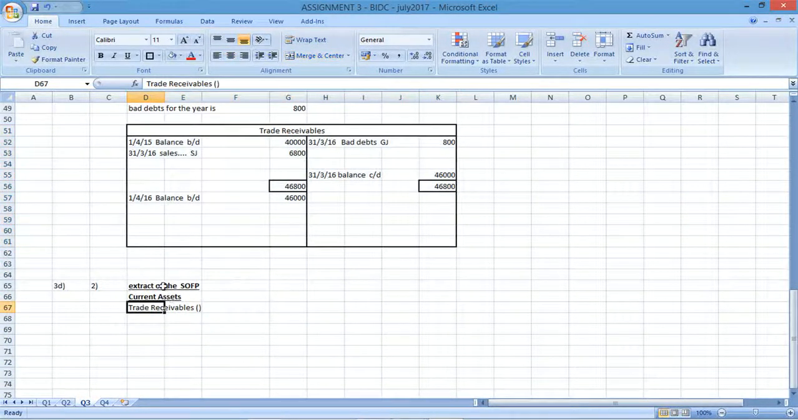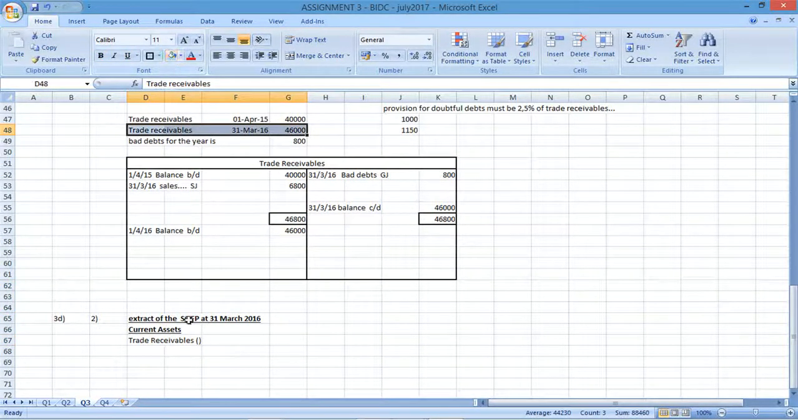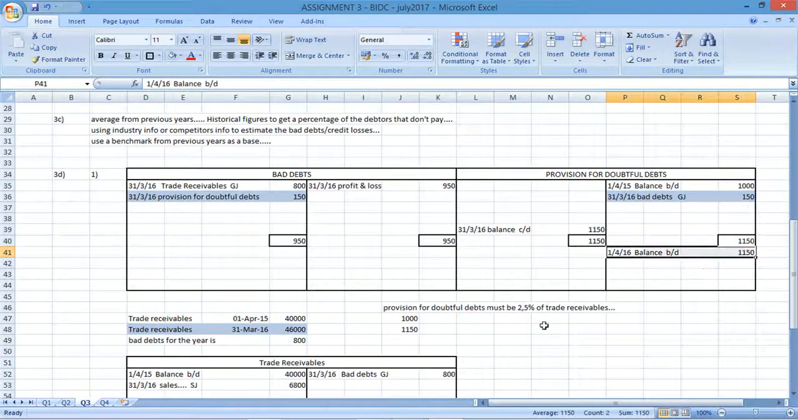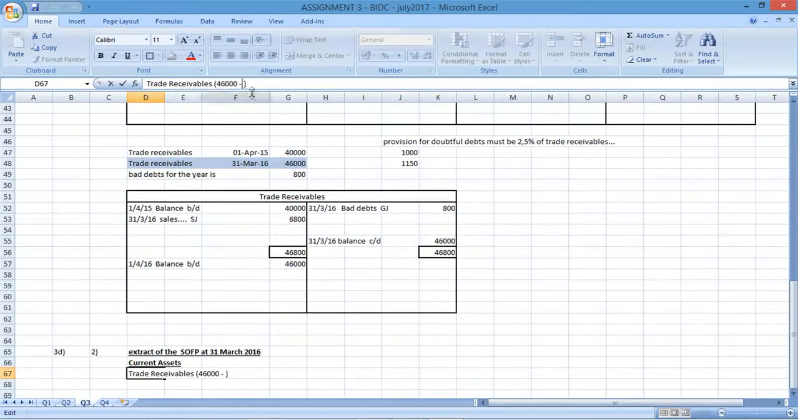So the extract will be for the year ended, and they wanted 31st March 2016. So I'm going to need the balance. There's the balance at 31st March 2016. So I'm going to disclose that here. It's going to be 46,000 less the provision for the year, which was what? 1150, minus 1150, and subtract the bad debts that we wrote off during the year, which was 800. Okay, and that's what you would show as an extract. That was for 3 marks.